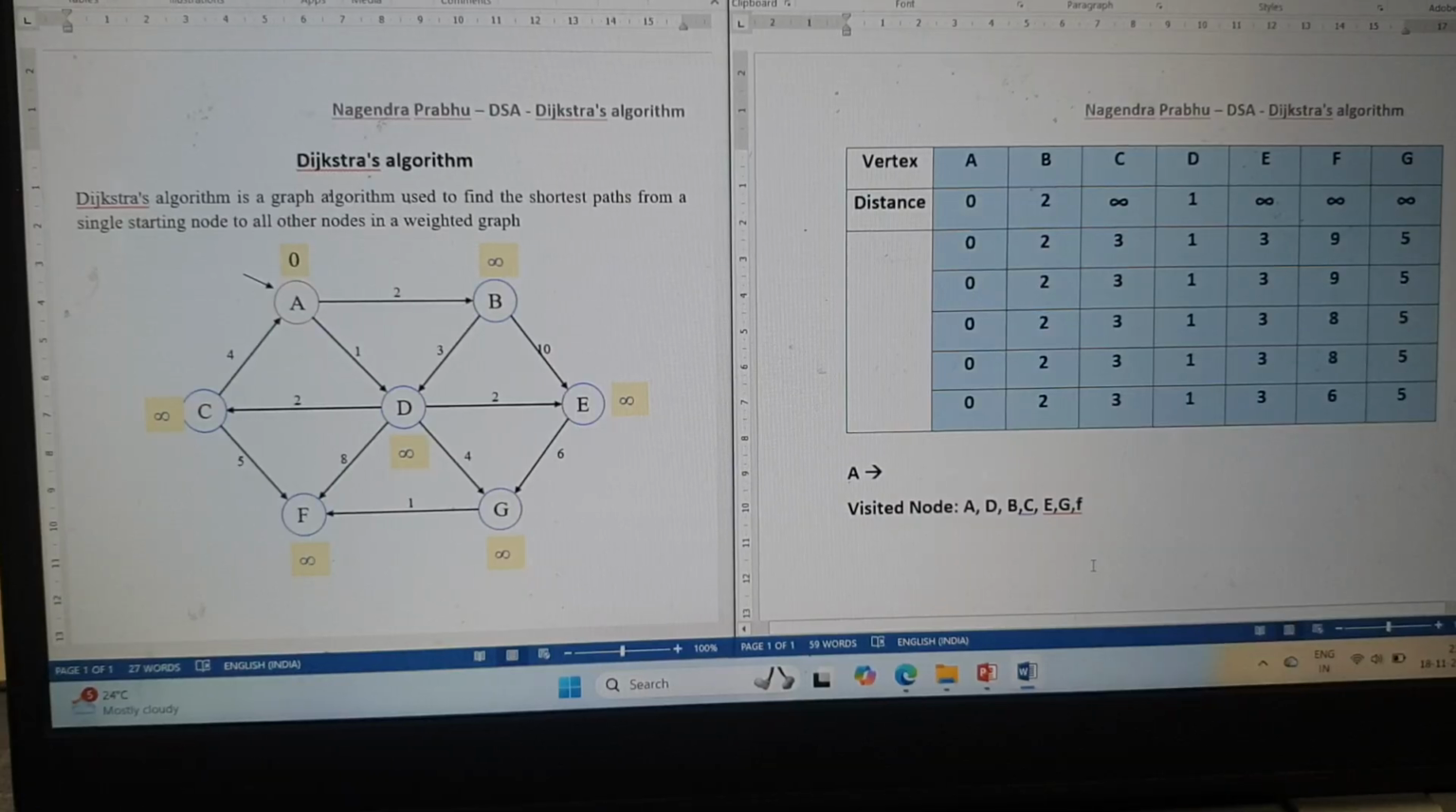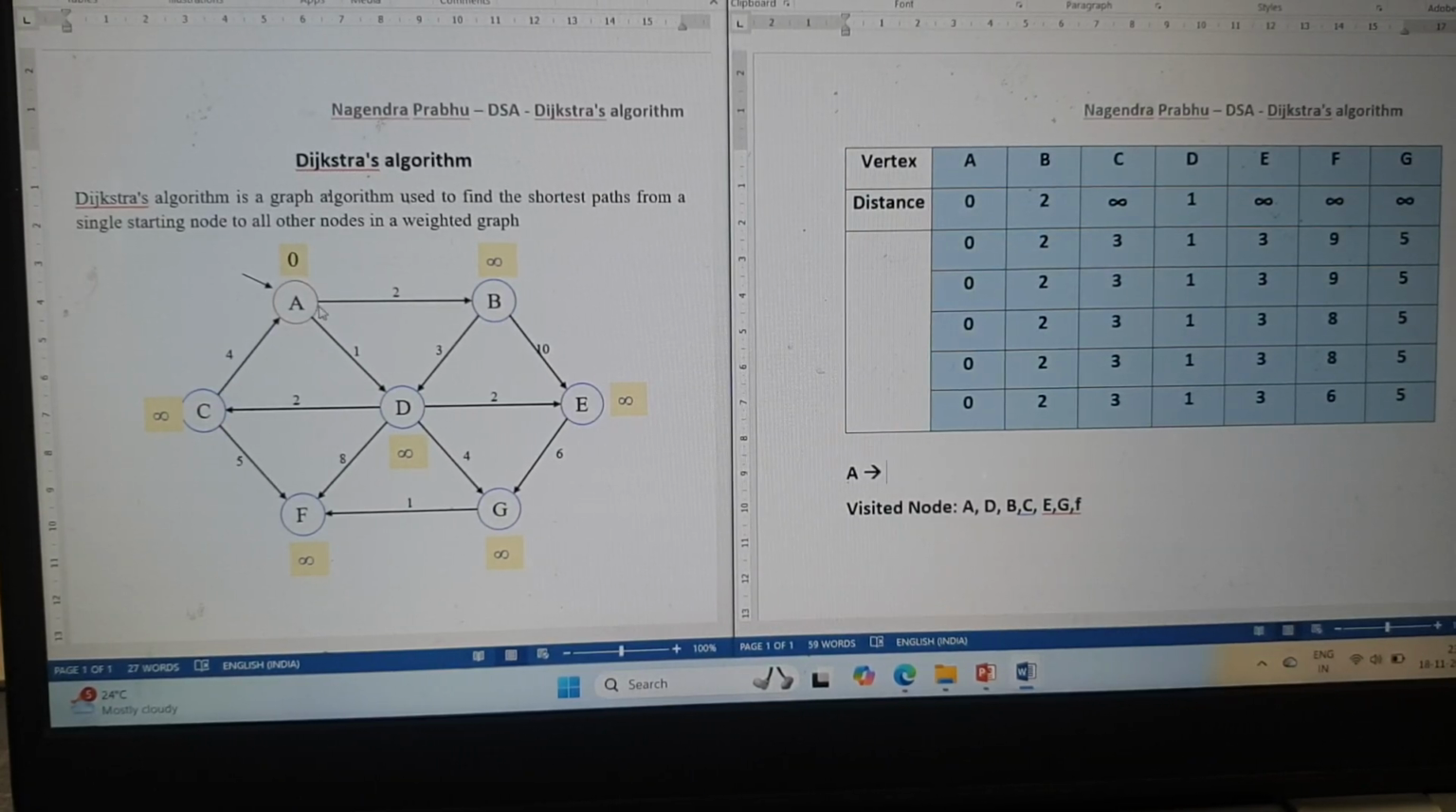So this is Dijkstra's algorithm to find the shortest path from one node to all other nodes.